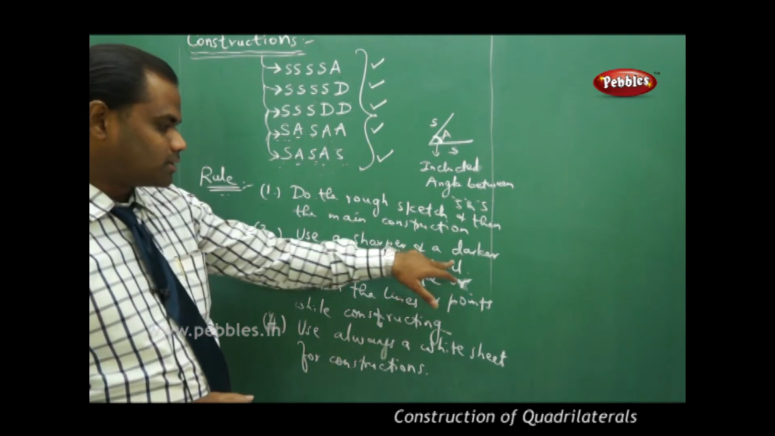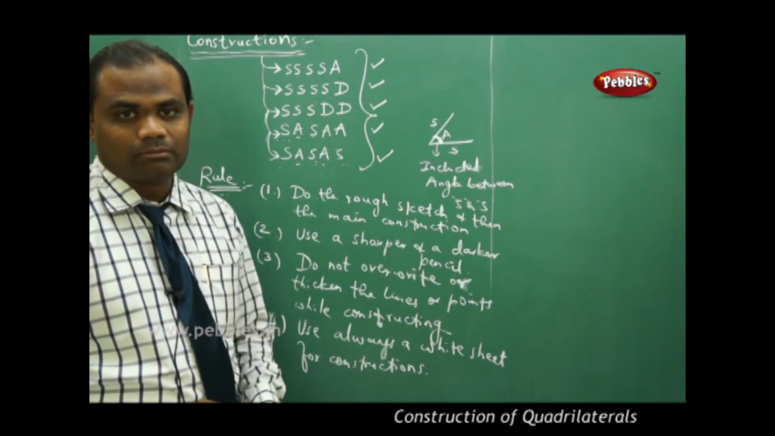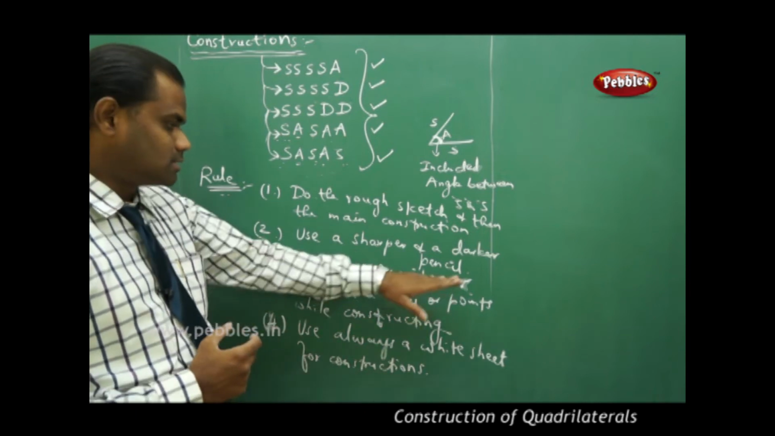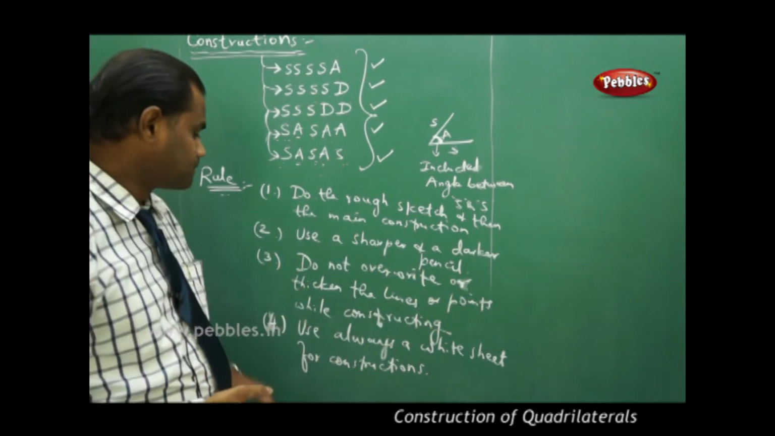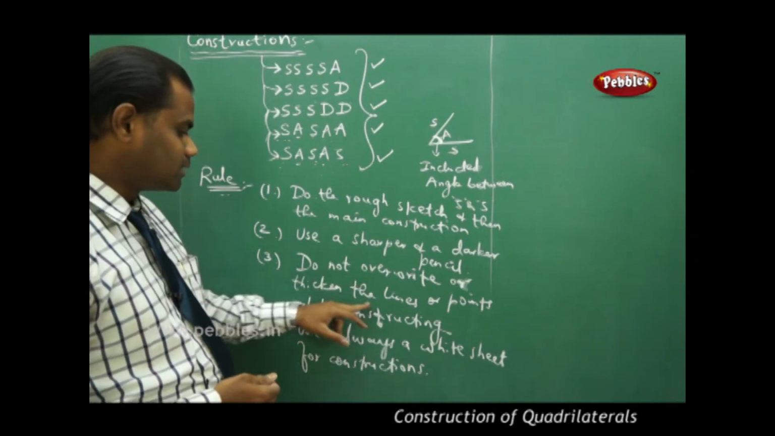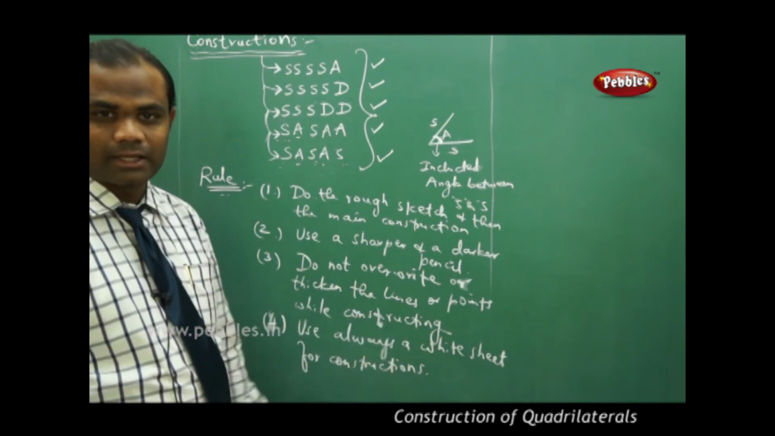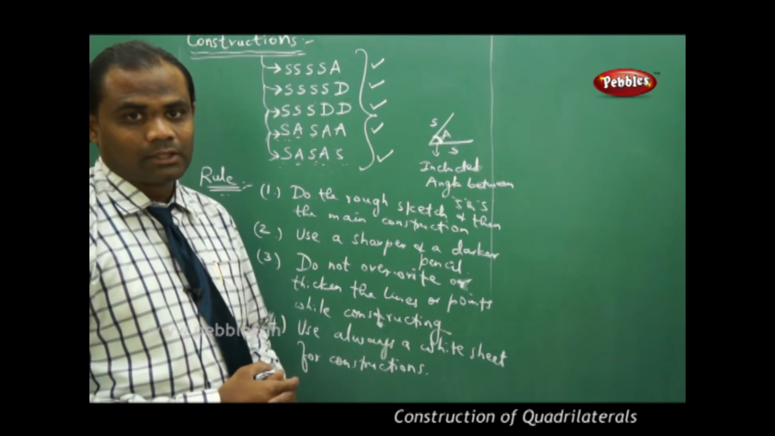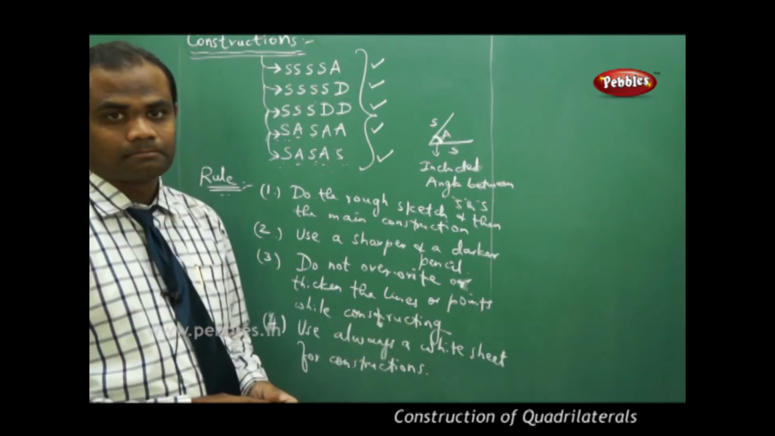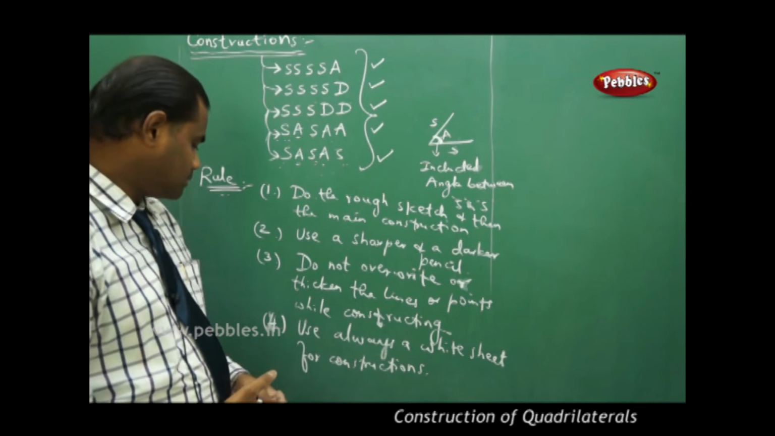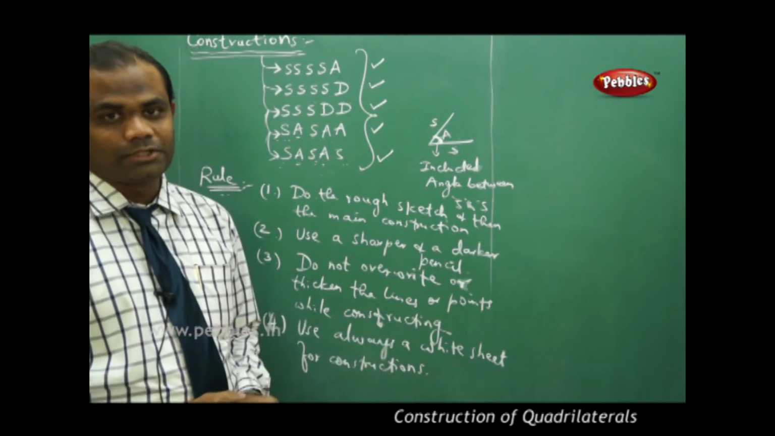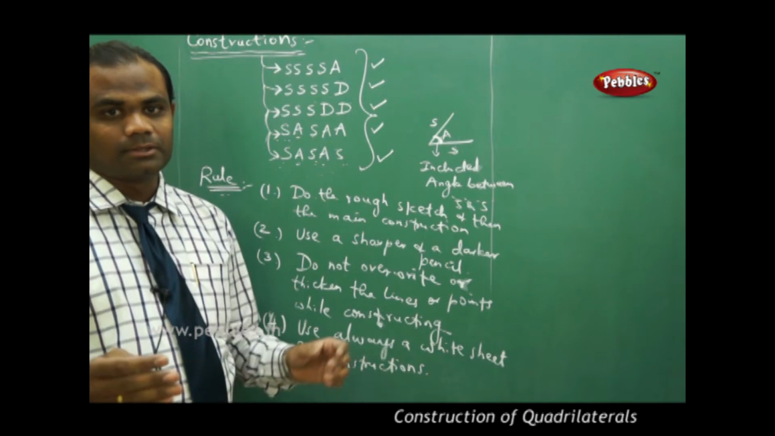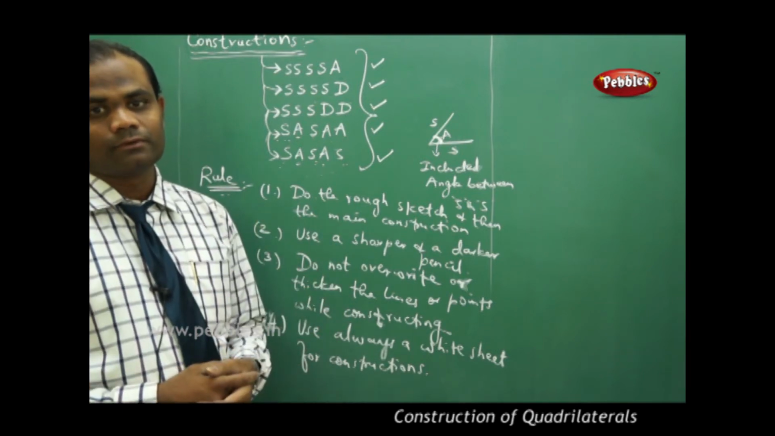Next is we always use a sharper and a darker pencil because this always helps us in accuracy of the construction of a quadrilateral. The third is do not overwrite or thicken the lines or points while constructing. This again is a precautionary measure taken to avoid the accuracy of constructing a quadrilateral. The fourth is use always a white sheet for constructions because white sheet do not have any disturbance in drawing the constructions.